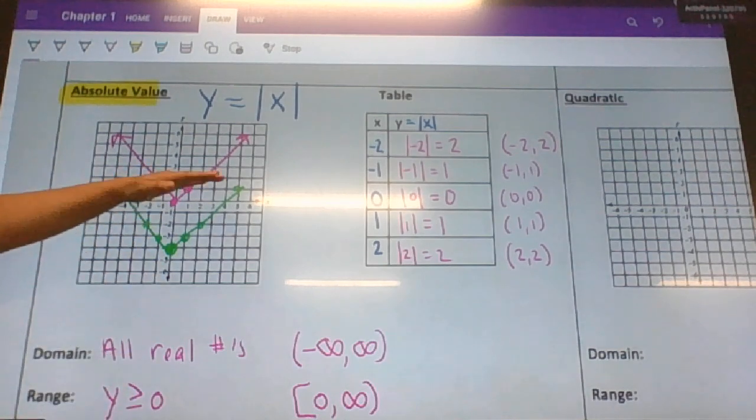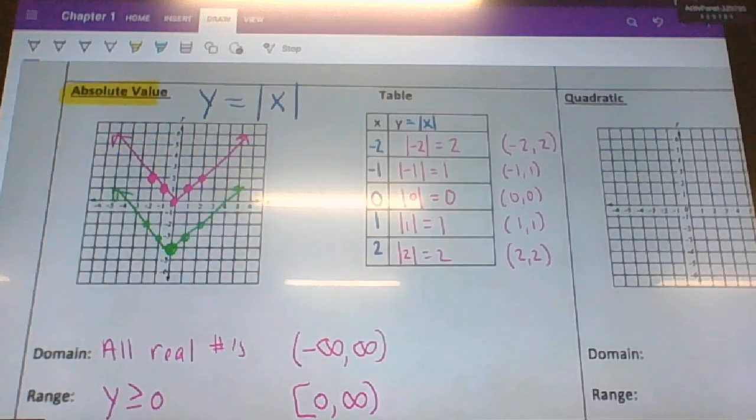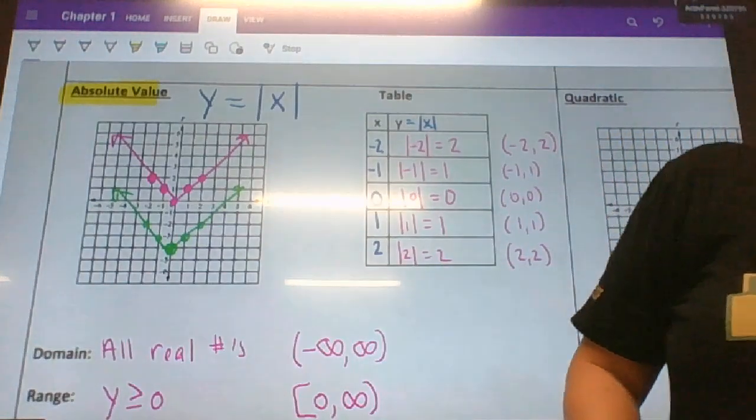The x values are the same. It's going to go out left forever, out right forever. However, the range is different now. It actually does go below 0. So for this green vertical translation, what would the range be?